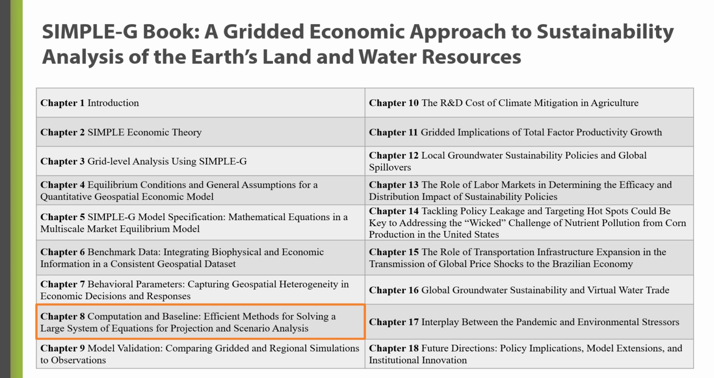Previous chapters laid the groundwork by providing theoretical foundations, introducing general conditions, specifying mathematical equations, and discussing the gridded data and parameters. In this chapter, we'll focus on how one can build a baseline describing the future evolution of the global food economy.